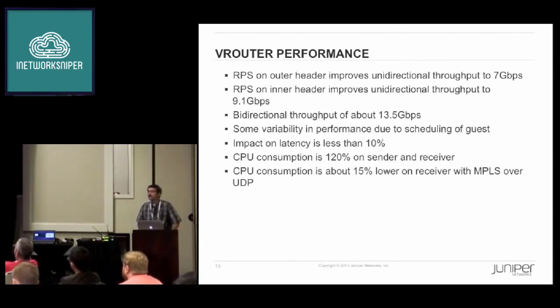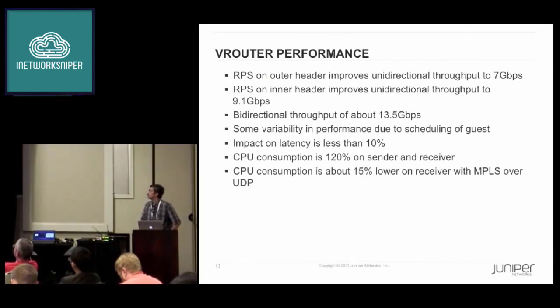There is some variability in the performance based on how the VM is scheduled. If the VM is scheduled on the same CPU as the ones that are doing the packet processing work, then the throughput goes down a little bit. But on average, we see something between 8 and 9 gigabits per second on a 10 gigabit link. Because we're doing RPS twice, there is some impact to latency. And we measured that with a request response test, and we saw that the latency went down by less than 10%.